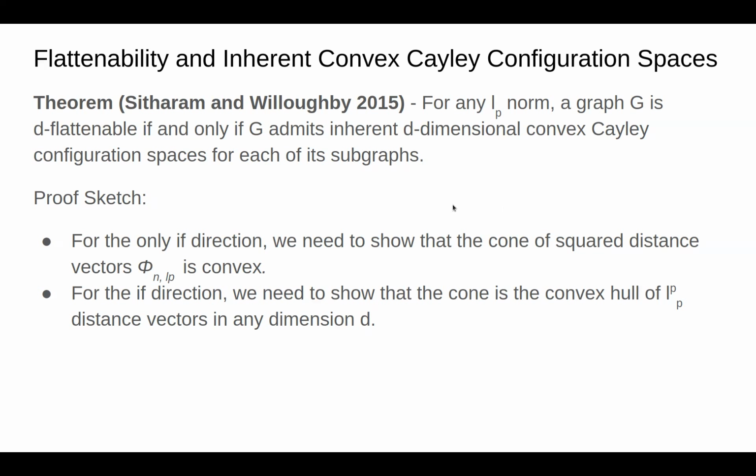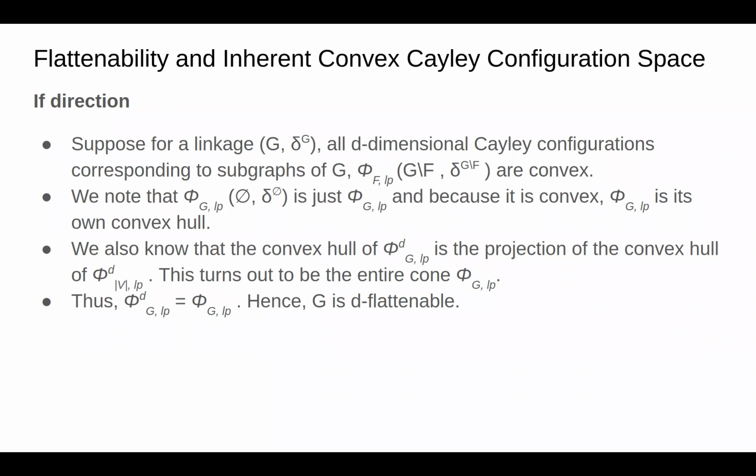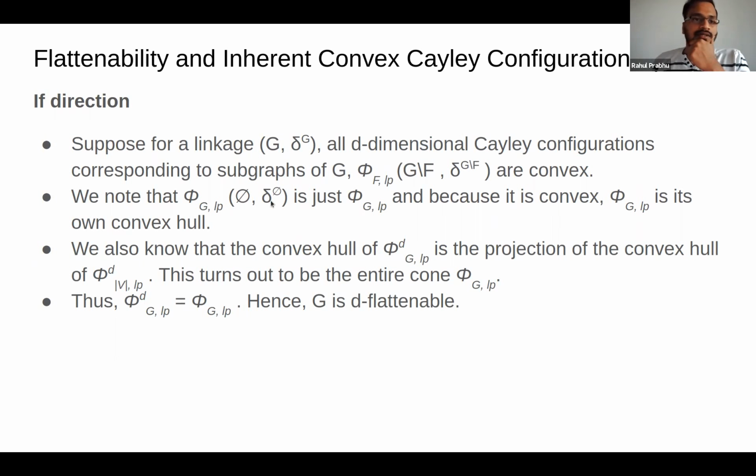So this last, the second bullet, is what the entire proof basically uses. Okay, go ahead, Rahul. You can repeat it. So, the if direction: we're going from the graph admits inherently convex Cayley configuration space to the graph is deflattenable.